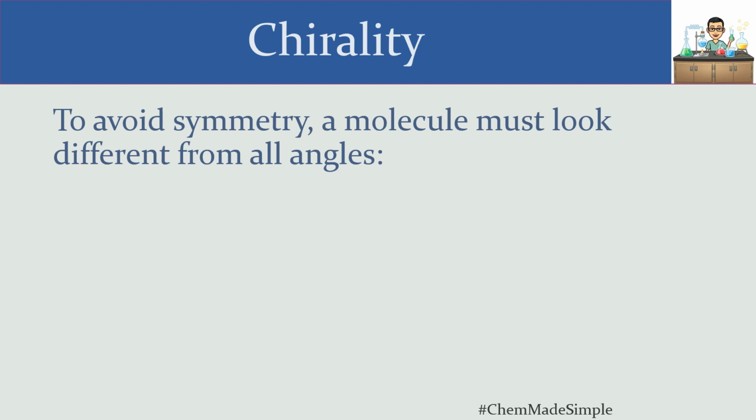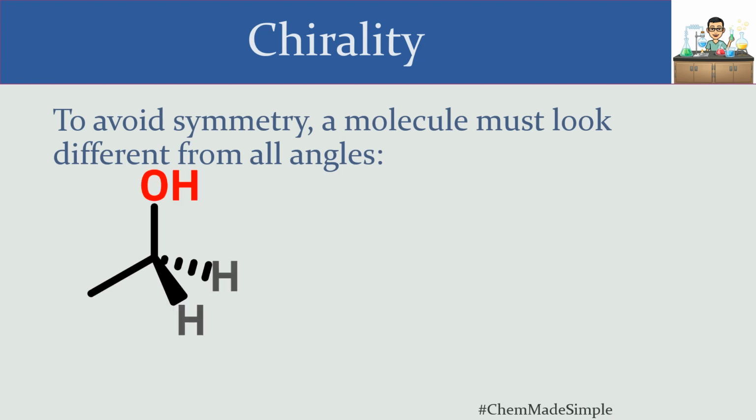So how can I make sure that my molecule is chiral or not chiral? Well, if it's chiral, then it needs to avoid symmetry. So in order to avoid symmetry on a molecule and make sure that it is chiral, a molecule has to look different from all angles.